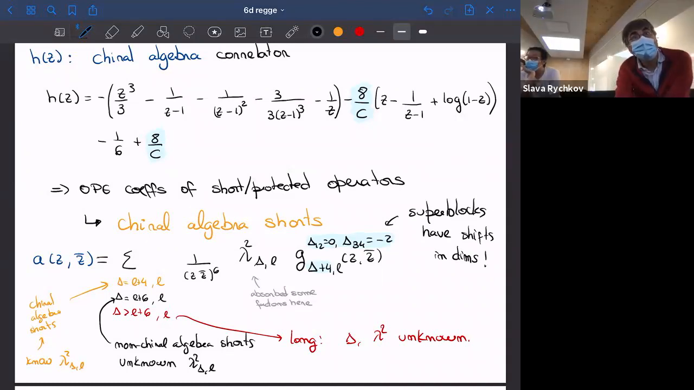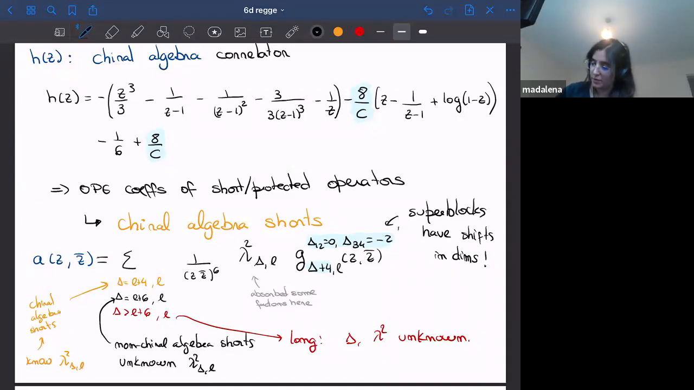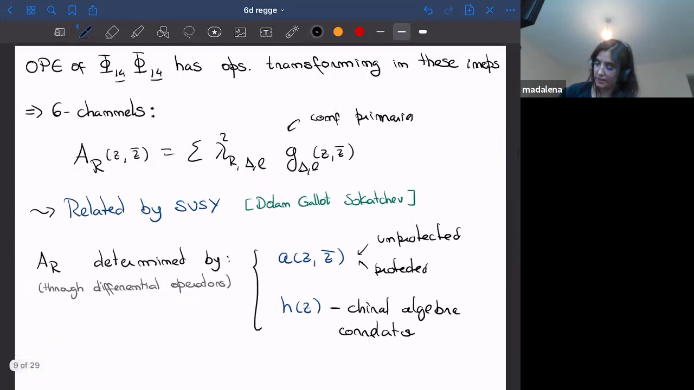Madalena, so this delta plus 4, l, are these Dolan-Osborne 6D blocks which turn out to play the role of super blocks, or are they something else? Exactly. So what is a super block is this weird gadget. So as I had here, each of these symmetry channels is just a normal bosonic CFT, if you will. So it would be decomposed in 6-dimensional, so these are obviously 6D blocks, conformal blocks.